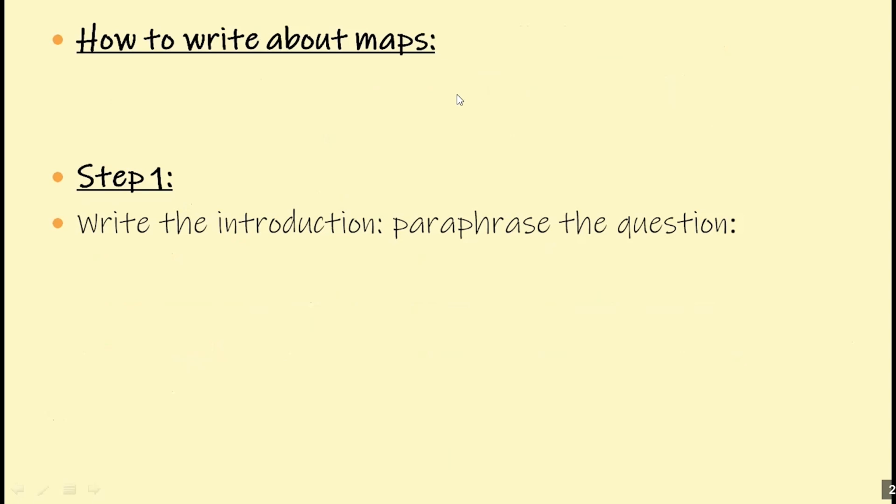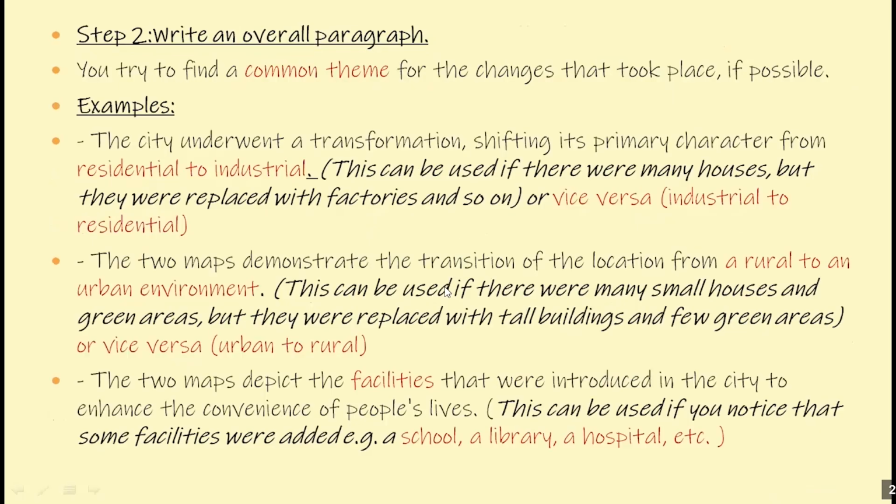Okay, how to write about maps? Step 1, you write an introduction, which is a paraphrase of the question. We've done that so many times before in the previous 4 types, so no problems with that. Step 2, write an overall paragraph. Okay, how do you write an overall paragraph for maps? You try to find a common theme for the changes that took place, if possible.